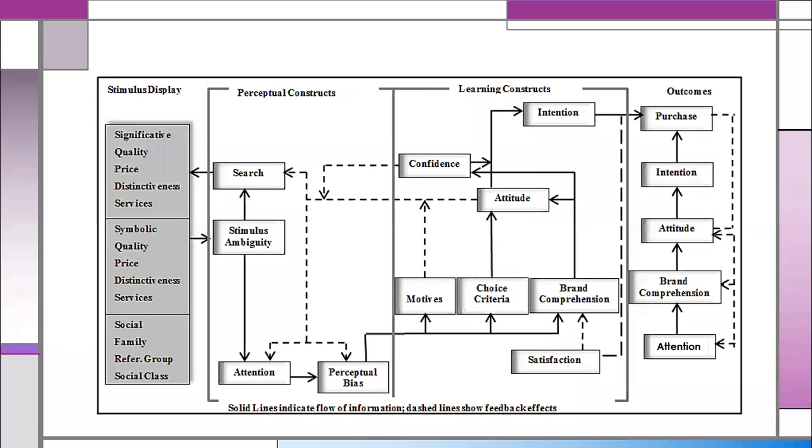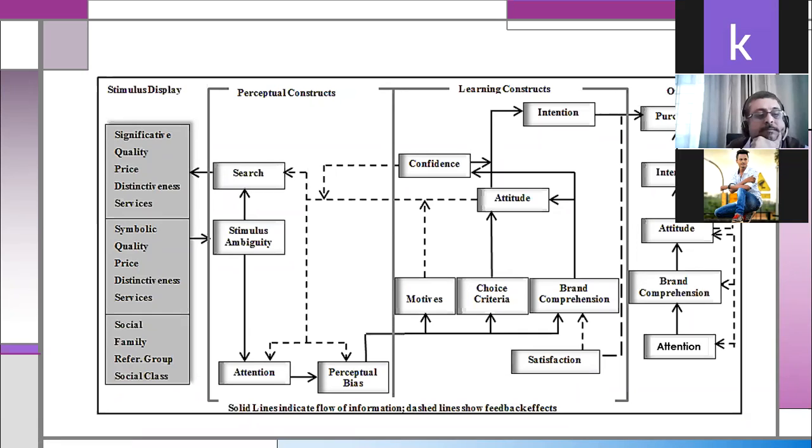And after all of these steps, there is intention to purchase the product. Once the intention is developed in the mind of the consumer, he goes for the purchase. That comes under outcomes. In outcomes, first the attention, then brand comprehension and attitude of the consumer, and intention to buy the product, and later, last is the purchase stage.